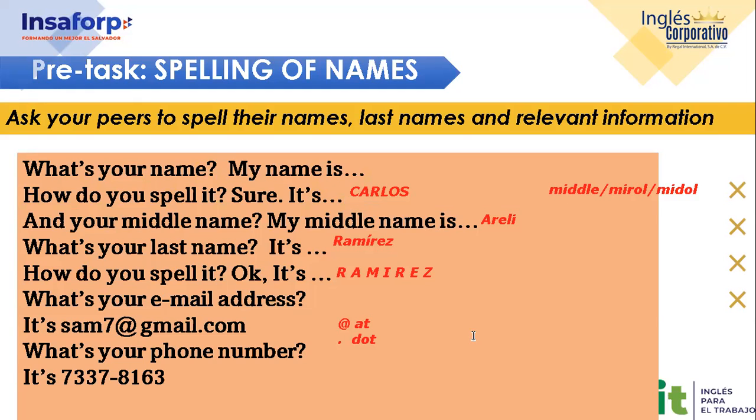C-A-R-L-O-S. And your middle name? Second name. Okay. A-N-T-O-N-I-O. Yes, right? Okay. Right. And what's your last name? Vasquez. Okay. Did you say V-A-S-Q-U-E-Z? Yes. Okay. How do you spell it? V-A-S-Q-U-E-Z.